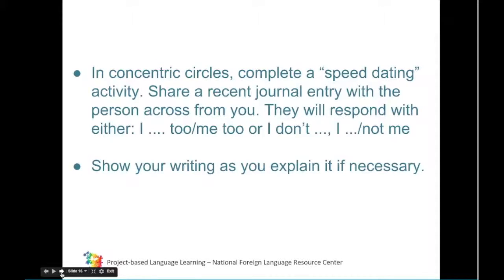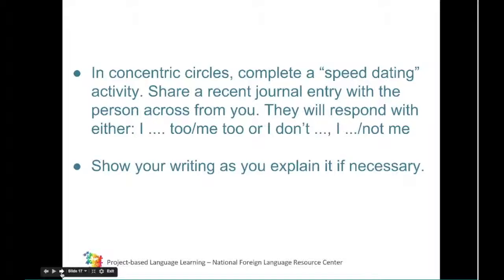Here's one possibility. Students will share a journal entry with another student to find the similarities and differences. This will also help them reflect on their own writing as they continue to write in their journal. This can be an ongoing task throughout the project or modified slightly each time. The task is done in concentric circles where students complete a speed dating type activity. They would share a recent journal entry with the person across from them. They will respond with, oh, I do, or I don't do that. This would also help to differentiate and allow everyone to participate.